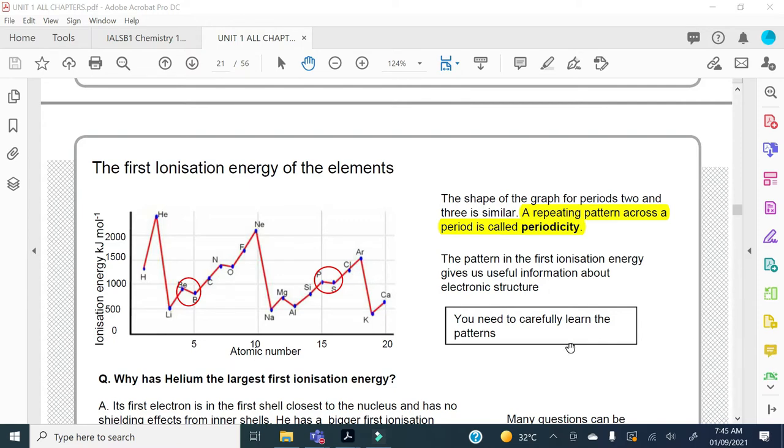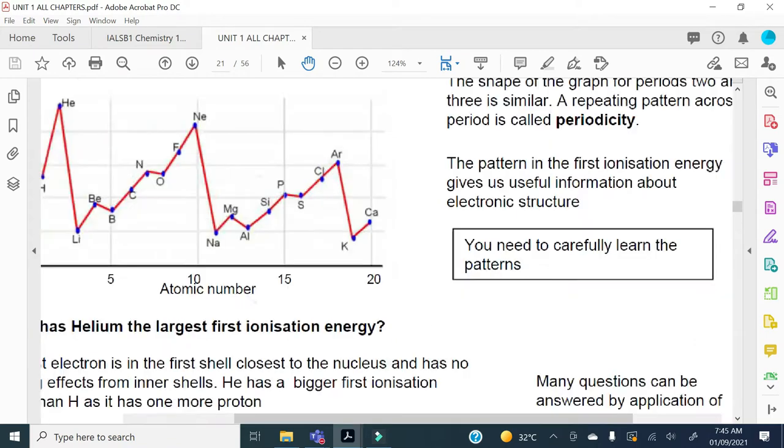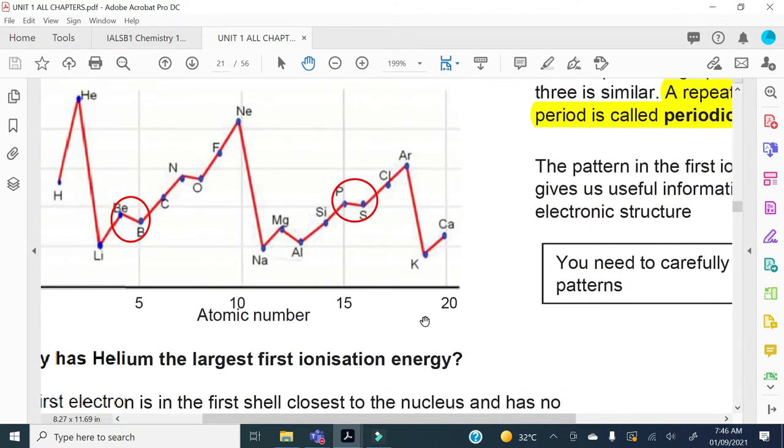So the topic for today is the first ionization energy of the elements, and we discussed the details of that yesterday, what is happening, and we even discussed the boiling point also. Right now I'm going to give you some information about the first ionization energy graph. Let me start this. So you can see here a graph in front of you about the first ionization energy.